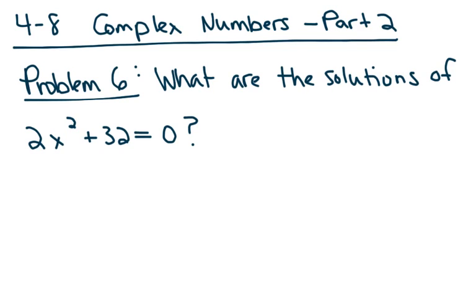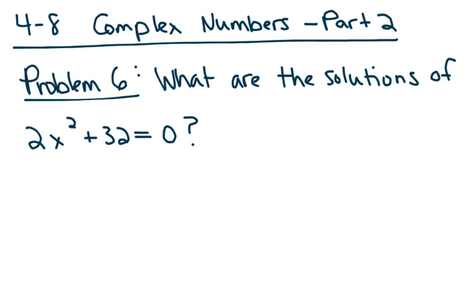The reason for learning about complex numbers is because now when we have quadratic equations that don't touch the x-axis, or quadratic equations where the discriminant of the quadratic formula is less than 0, we now can actually find the solutions. So in problem 6, we're going to find the solutions of the quadratic equation 2x squared plus 32 equals 0. In order to solve this, I'm going to think about this like any other algebra equation.